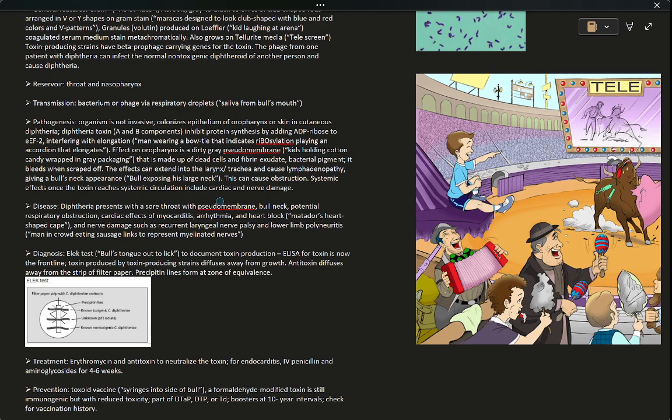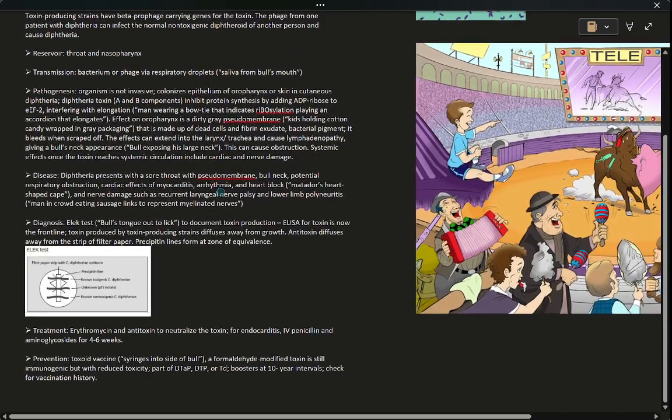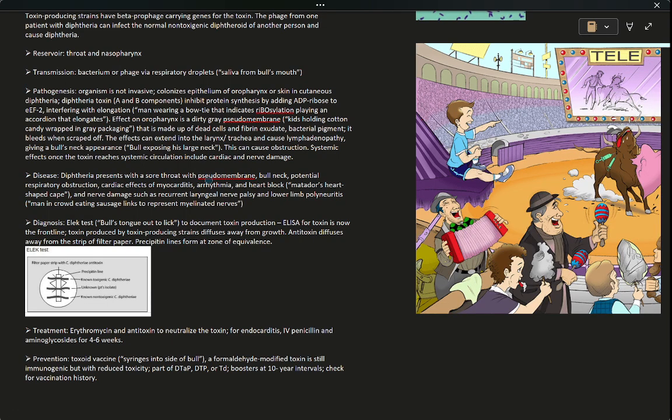these effects include cardiac and nerve damage. So this is very dangerous and needs to be prevented at all costs. So for the disease, diphtheria presents with a sore throat with pseudomembrane, bull neck, and potential respiratory obstruction. Again, from this extension of the pseudomembrane into the larynx and the trachea, and ultimately the bull's neck formation.